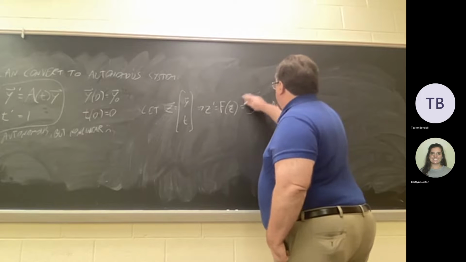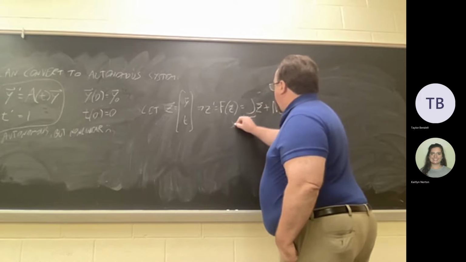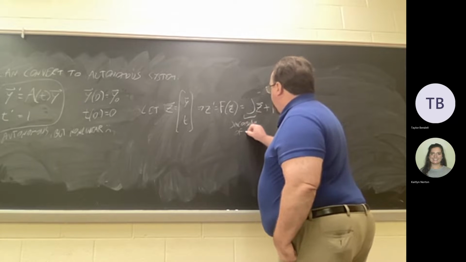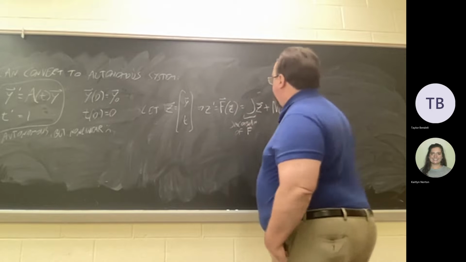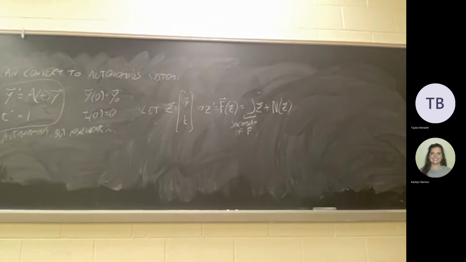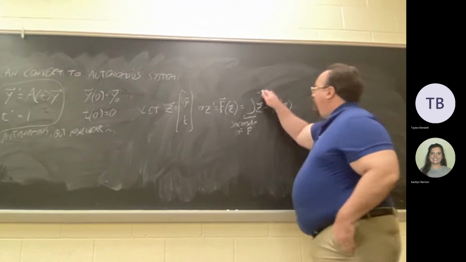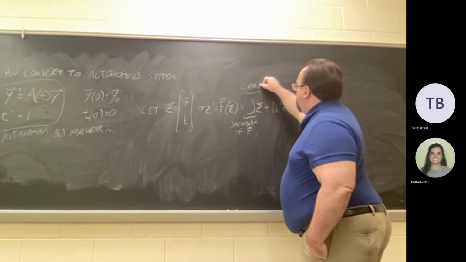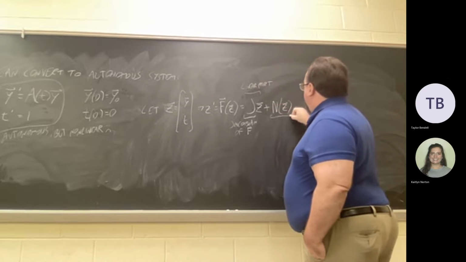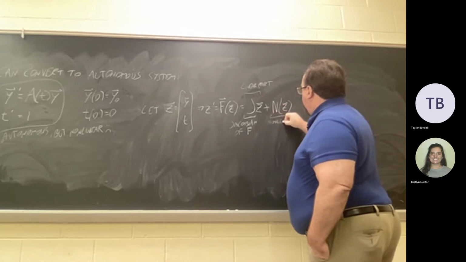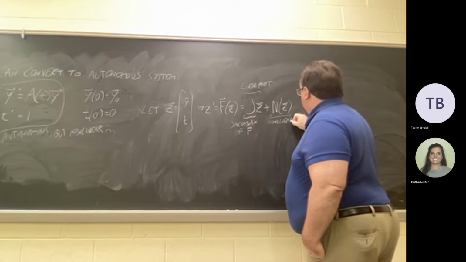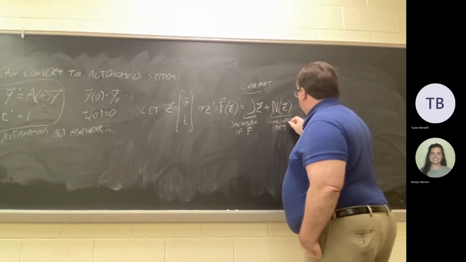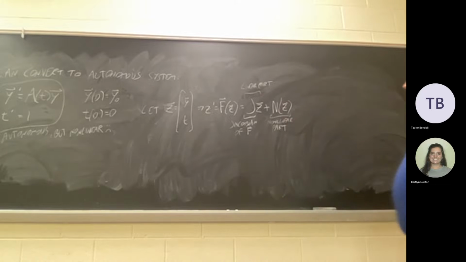So J is called the Jacobian matrix, or also the Jacobian of f. F is a vector valued function. And therefore, this is linear. So this is a linear part. And what's left is the nonlinear part.